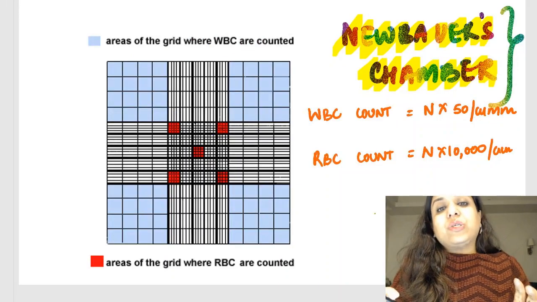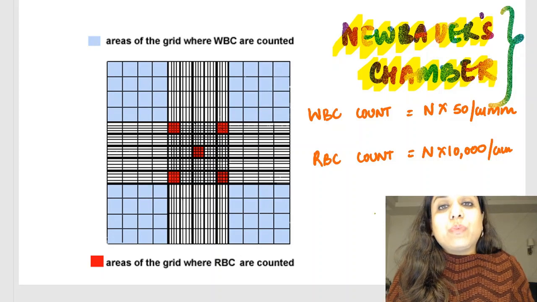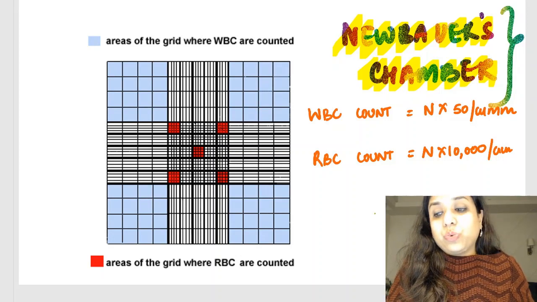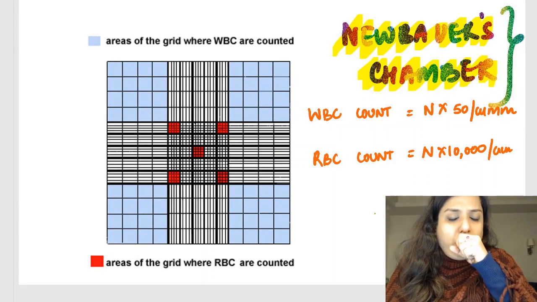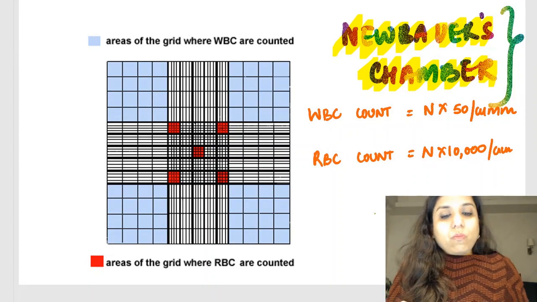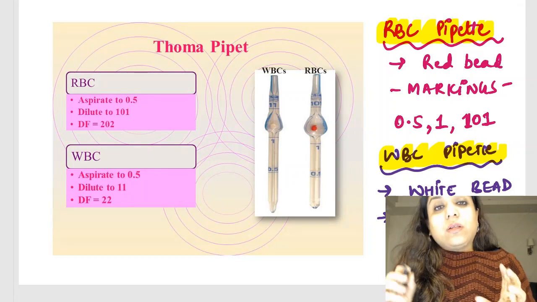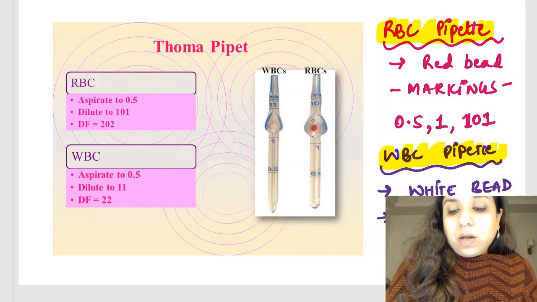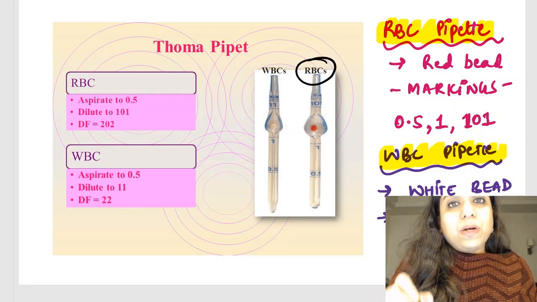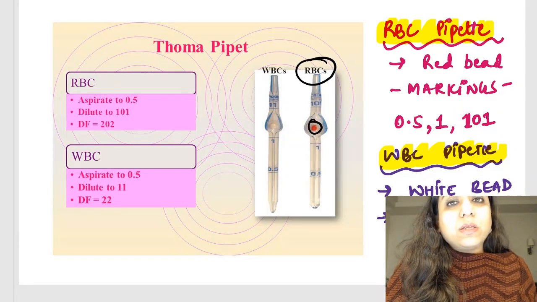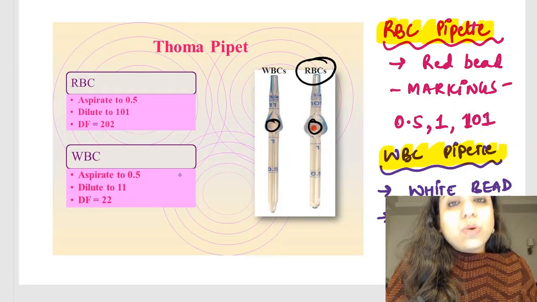Next, students, this image is also very important. This is an improved Neubauer's chamber which we use in our labs, right? Okay. These images are also asked. These are two pipettes, students, which are used. This is the RBC pipette. R means RBC, red blood cell. So it has got a red bead inside. White blood cell has got a white bead inside.